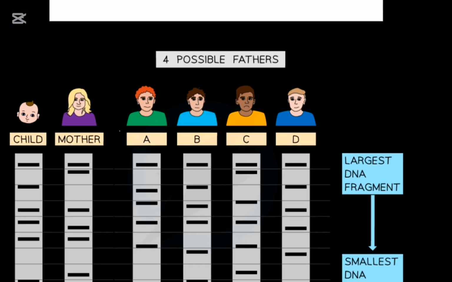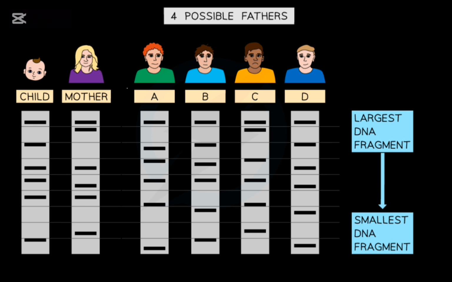Yes, and then we go down here. So let's interpret the DNA profiles. Here we are trying to determine which of the four men is the father of this child. 50% of the child's DNA matches with that of the mother, and the other 50% matches with the biological father. So one of these four men has to match 50% of this child's DNA profile. 50% of the bars have to match with that of the father.